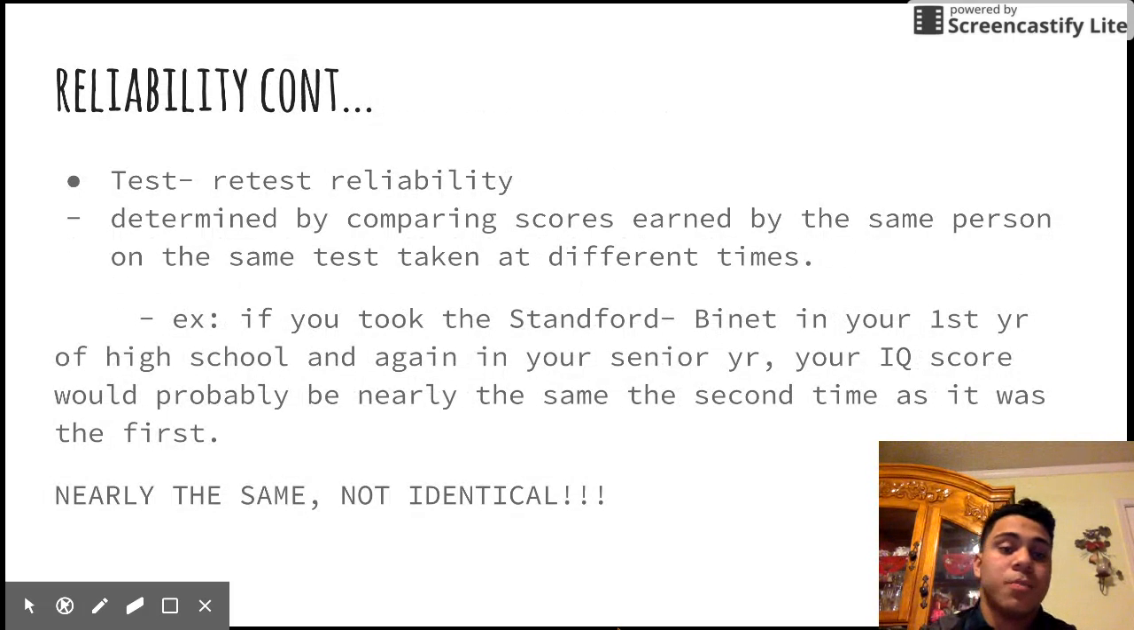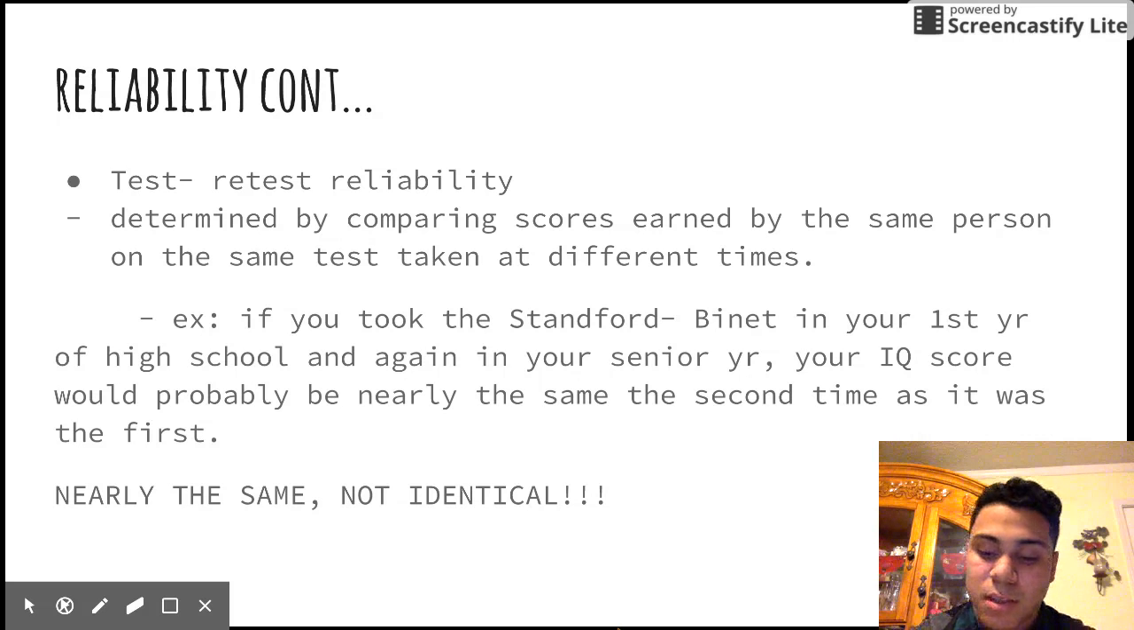Reliability continued. Test-retest reliability is determined by comparing scores earned by the same person on the same test but at different times. So if you were to take an IQ test or Stanford Binet test your first year of high school, and you took the same test again your senior year of high school, which you're almost ending, the scores will probably be almost identical, but not the same.